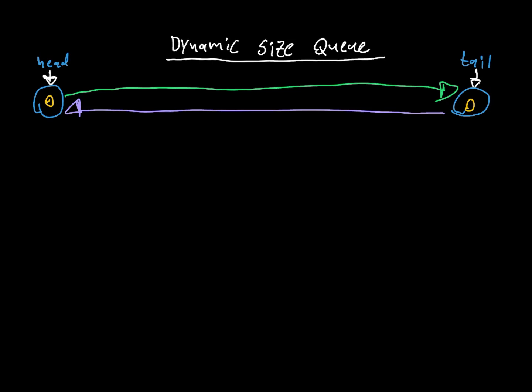The previous implementation using an array is great, but it does have the limitation of having a fixed size. How do we get around this? By using linked lists, right? That's how we can implement a dynamic size queue.